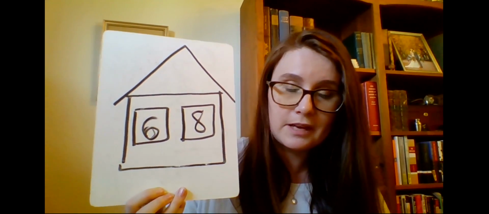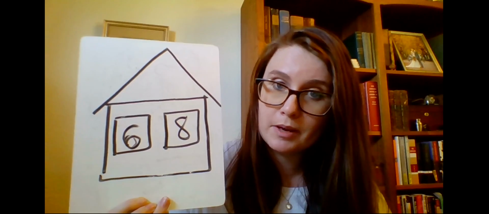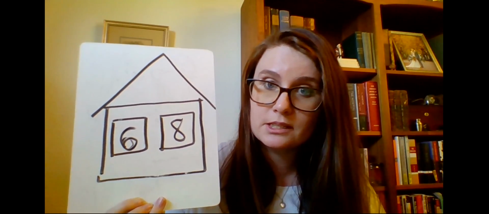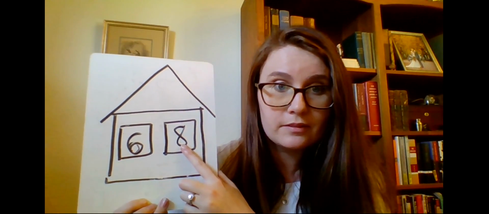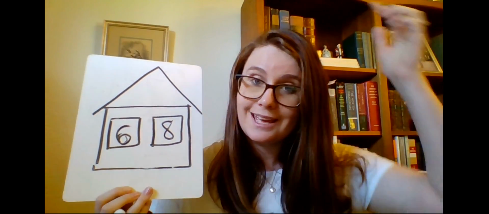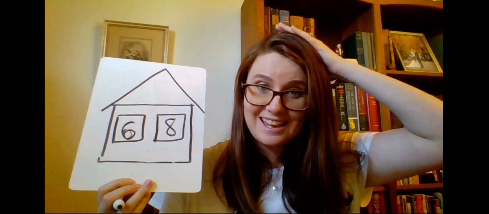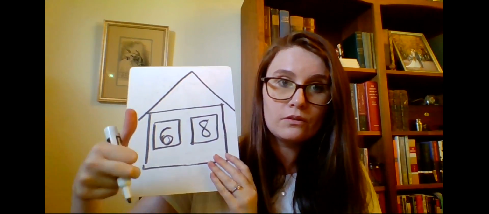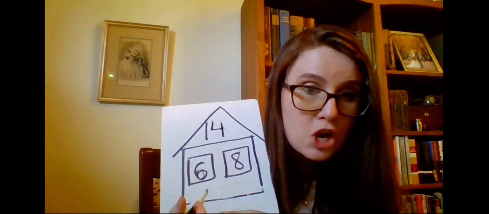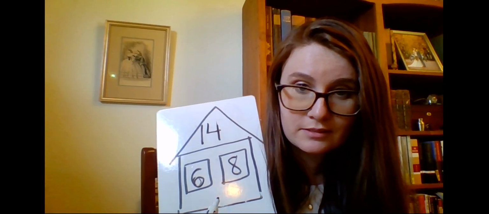I know that when I'm counting on, putting the bigger number in my brain is going to be more efficient. It's going to make me add my numbers faster. So I'm going to put 8 in my brain, and I'm going to count on 6. 8, will you do it with me? 8, 9, 10, 11, 12, 13, 14. So my whole is 14.